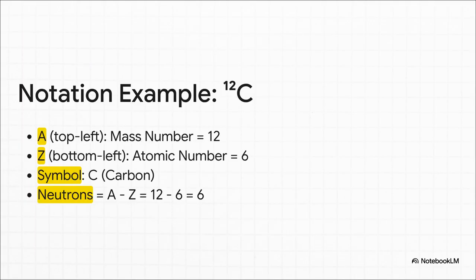So, let's see how this all fits together with a classic, carbon-12. You see the big C? That's our symbol for carbon, obviously. Now, the number at the bottom, 6, is the atomic number. That tells us it has 6 protons. The number up top, 12, is the mass number. So, how do we find the neutrons? All you gotta do is some simple subtraction. Mass number minus atomic number. 12 minus 6 gives us 6 neutrons. See? All the crucial info packed right in there.